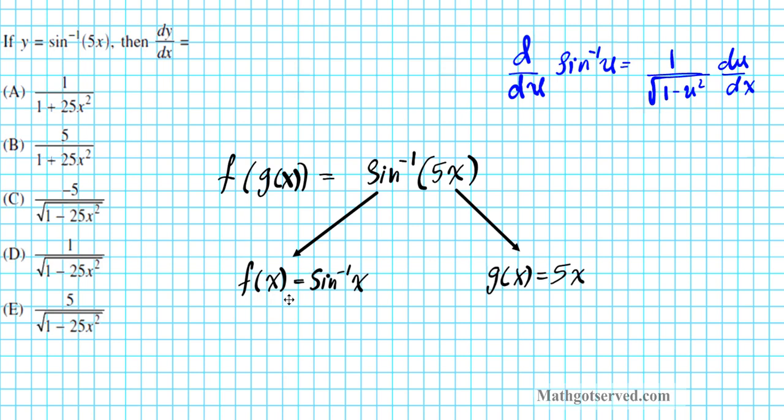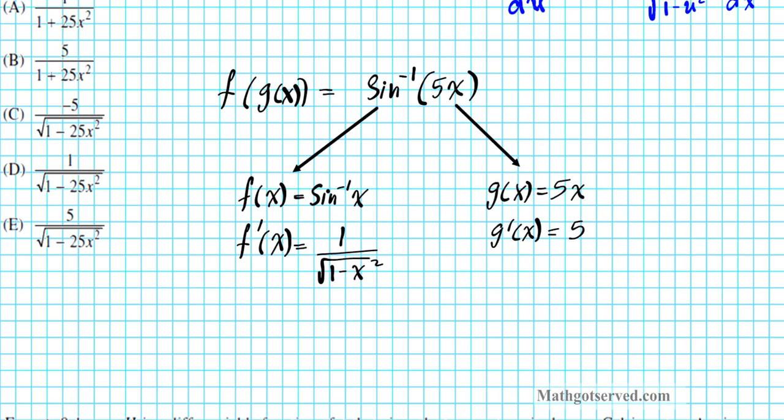So f prime of x, if we differentiate this function, we'll use this differentiation rule. f prime of x equals 1 over the square root of 1 minus x squared. g prime of x, using the power rule, is 5x to the 0, which is just 5. So what is the derivative of f of g of x? If we apply the chain rule to this composite function, the answer is going to be the derivative of the outer function evaluated at the inner function times the derivative of the inner function.